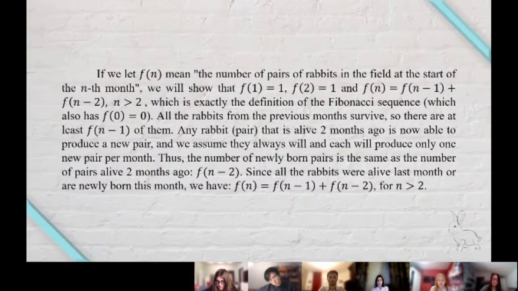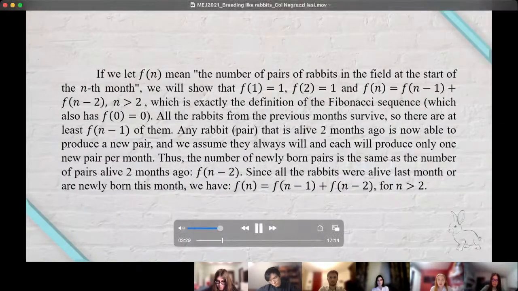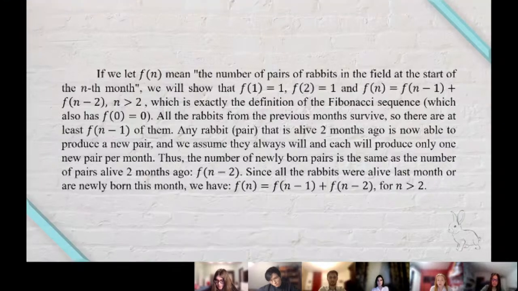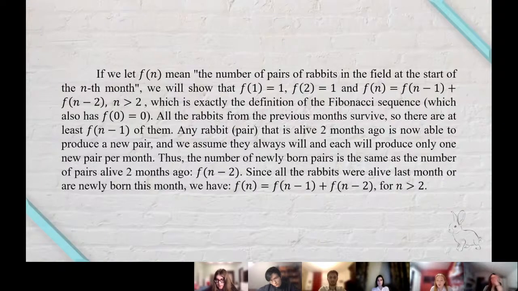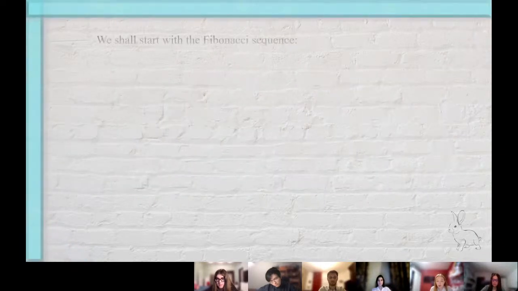For all the rabbits from the previous month survive, so there are at least f of n minus 1 of them. Any rabbit that was alive 2 months ago is now able to produce a new pair, and we assume they will always and each will produce only 1 new pair per month. Thus, the number of newly born pairs is the same as the number of pairs alive 2 months ago, which is f of n minus 2. Since all the rabbits were alive last month or are newly born this month, we will have f of n equal to f of n minus 1 plus f of n minus 2 for n greater than 2, which is exactly what I wanted to demonstrate.